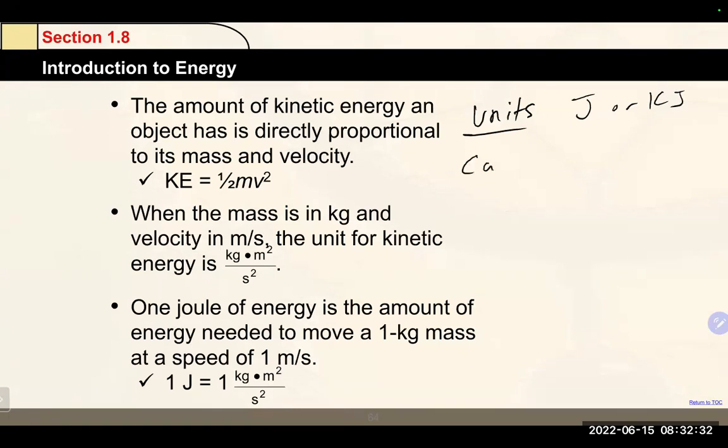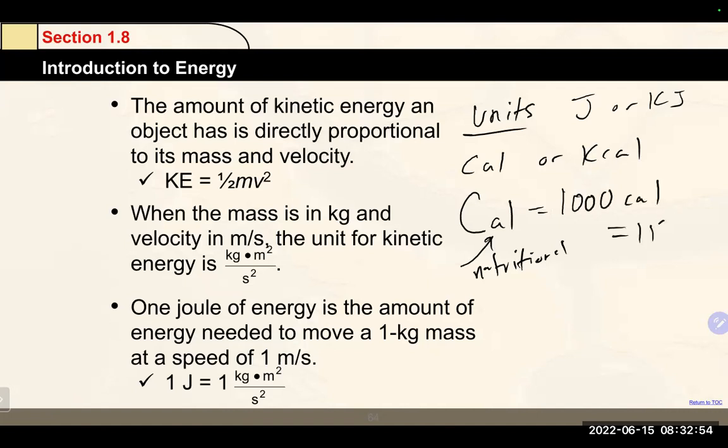There are also calories, or kilocalories, which are also two very common ones. This is a lowercase calorie. A capital calorie is a nutritional calorie, like on the back of your food. That's actually equal to 1,000 of the little calories, which is basically 1 kilocalorie. So that's a nutritional calorie. There is a relationship between little calories and joules. It is 4.184 joules per little calorie.